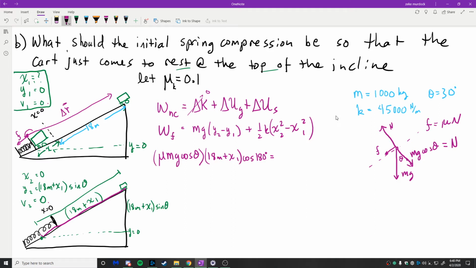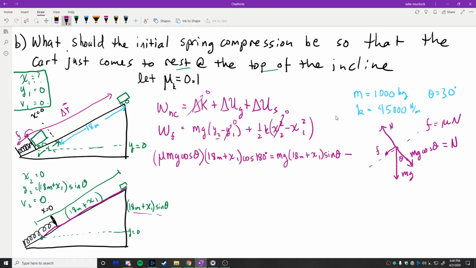And we can say that we know that we define y1 to be equal to 0. And we also defined x2 to be equal to 0. So what we have is, on the right-hand side, mg times y2, and y2 is equal to this quantity here. So it's mg times 18 meters plus x1, and then times sine theta. Okay, that's our y2 right there.